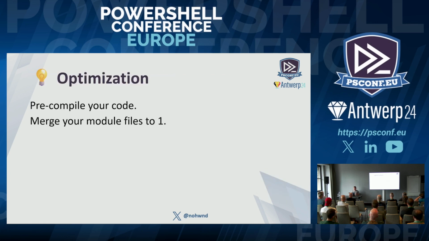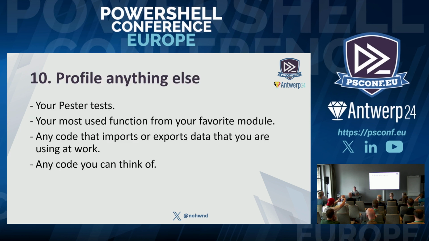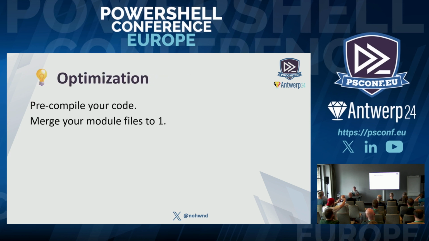Okay, we went through this. So optimization: pre-compile your code if you want. Right now, it's pretty easy. You only have PowerShell 5.1 to support and PowerShell 7. If you want to see the easiest way to do it, you can go to Pester. We are building in the most optimized way that we can, I think, at least for our shipment. So we have a pretty easy way of doing this and merging your files into one.